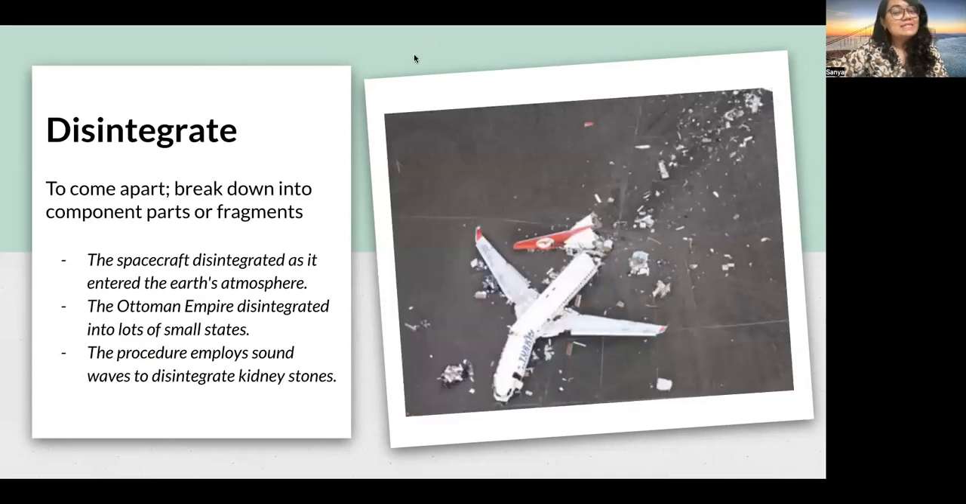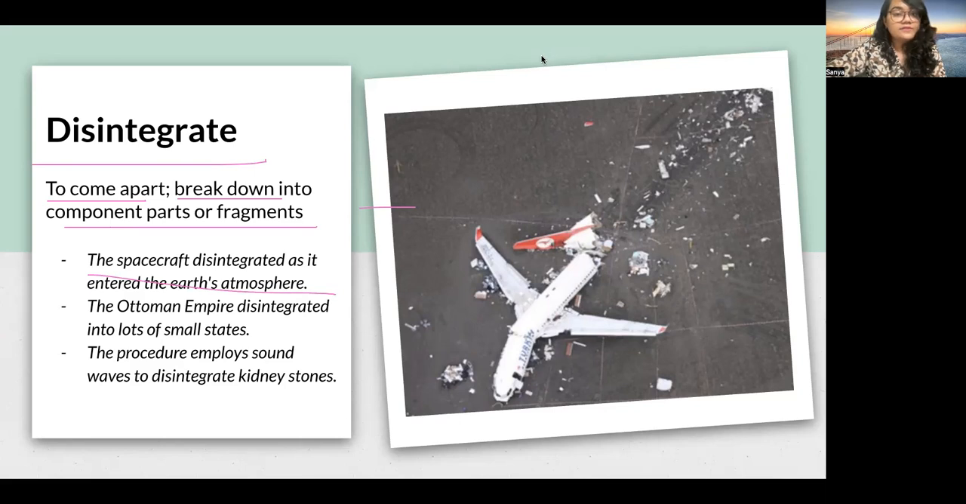All right. Disintegrate. Disintegrate means to come apart, right? That means break down into components, parts, or fragments, right? Into component parts. That means the smaller pieces that make up a larger thing, when that thing breaks into those component parts, now you can see what that thing was made up of, or the fragments of that thing. That means the thing has disintegrated.